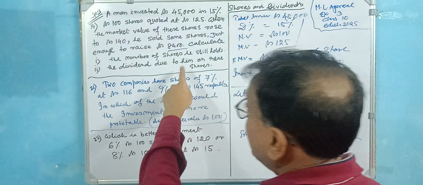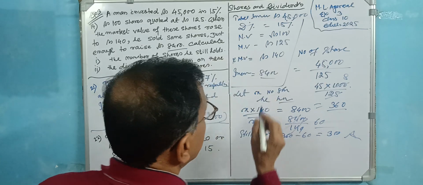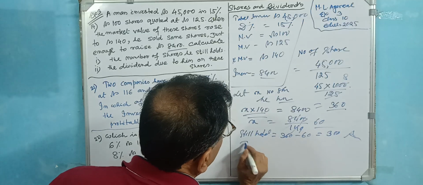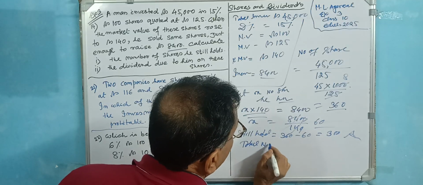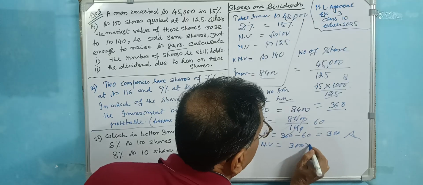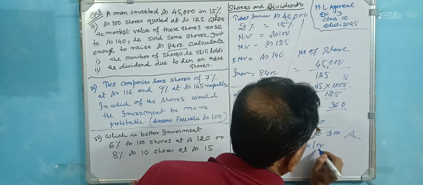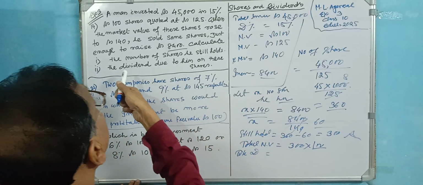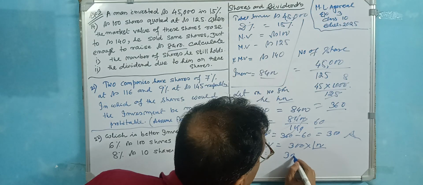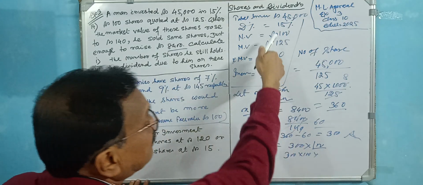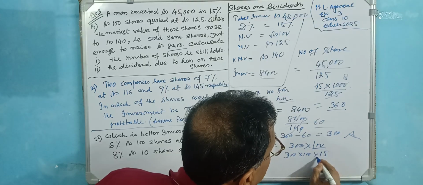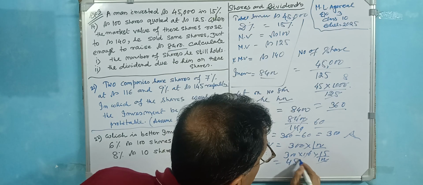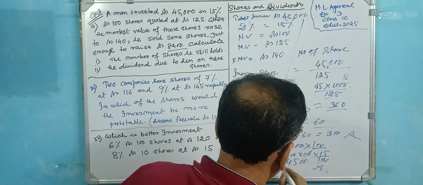The dividend due to him on these shares: dividend is calculated on the total nominal value. What is the total nominal value? The number of shares held is 300 and the nominal value is 100. The total dividend due is 300 into 100, and what is the dividend percent? 15%, so 15 by 100. So this is rupees 4500. This is the answer.